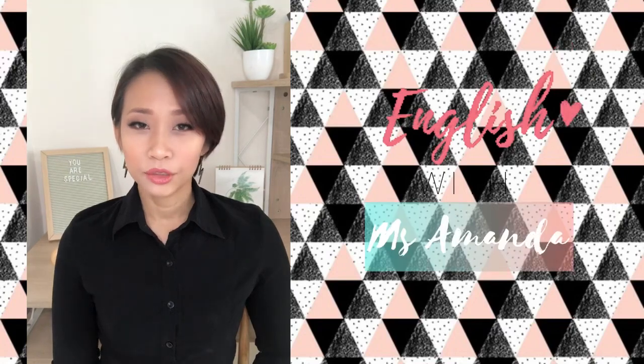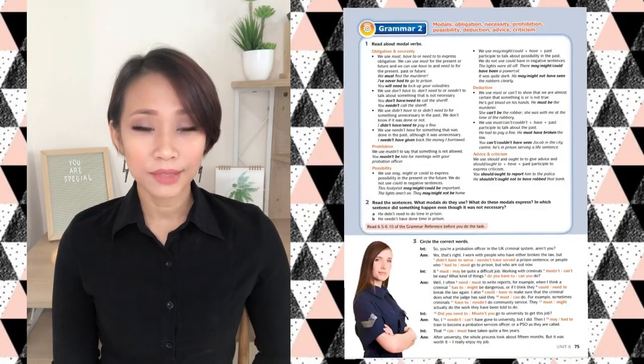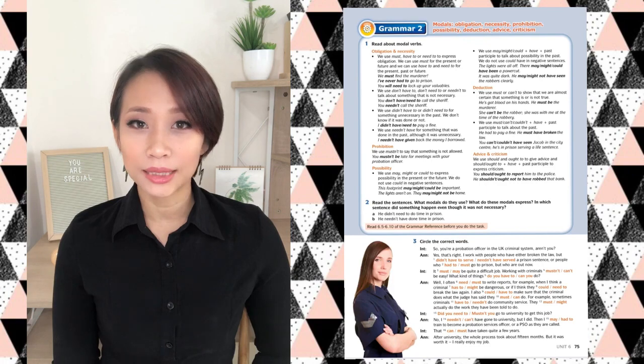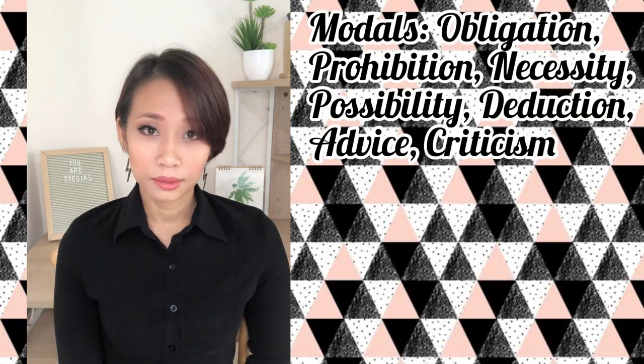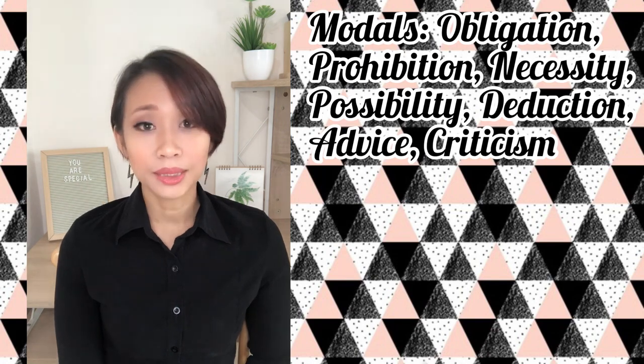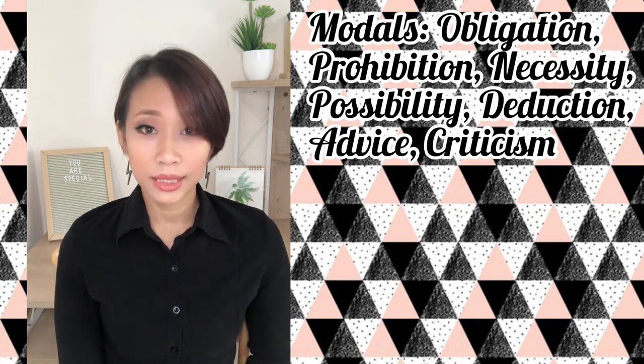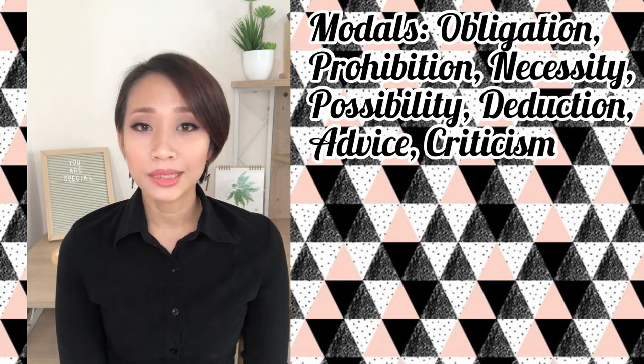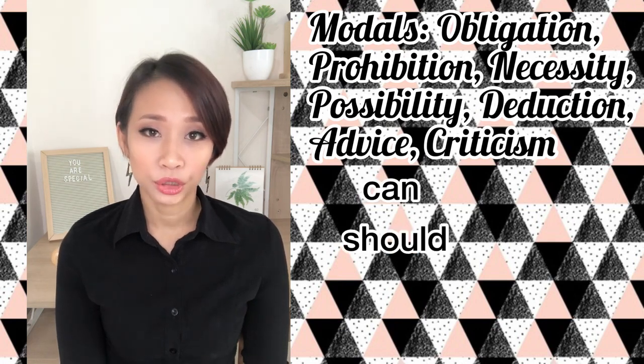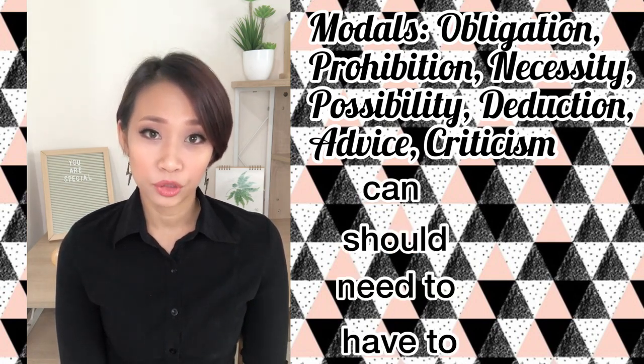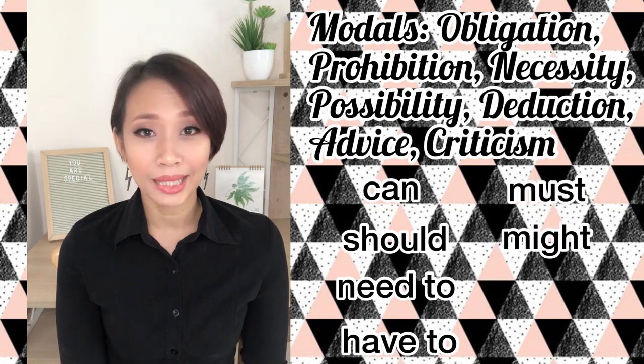Hi everyone, today we're going to do grammar on page 75, unit 6 in your English download textbook. Modals, obligation, prohibition, necessity, possibility, deduction, advice, criticism. So modals are words like can, should, need to, have to, must, might, and may.